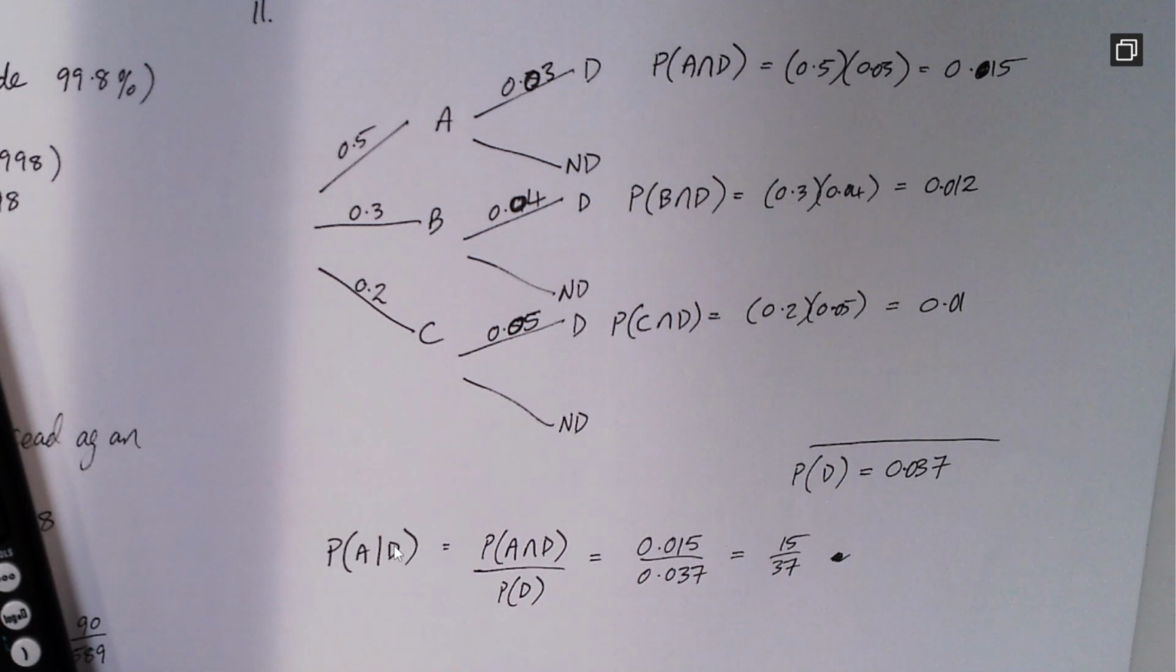Right, machine A done again. So when you draw the tree diagram faster, it will help. Okay. Right.